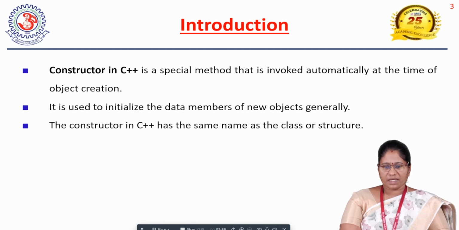So what is the main thing we should follow in a constructor? The constructor name and the class name should be the same. For other member functions, the name is different from the class name. But in a constructor, the class name and the method name are the same.